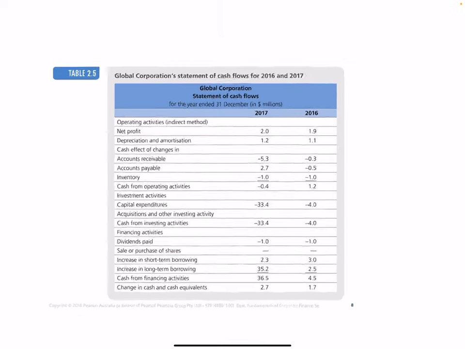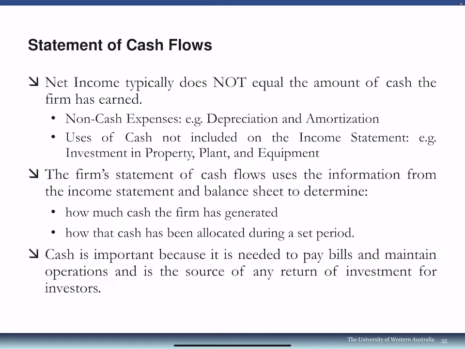All right. So here, a statement of cash flows. Why do we need to know that? Because net income, your earning profitability, typically does not equal the amount of cash the firm has earned. Right? Because there are non-cash expenses, for example, depreciation and amortization, and uses of cash not included on the income statement. For example, you have investment in property, plant and equipment, right? You just bought, like we said, $1 million worth of a printer. It doesn't actually go into your net income directly, right? So you want to know about your cash position.